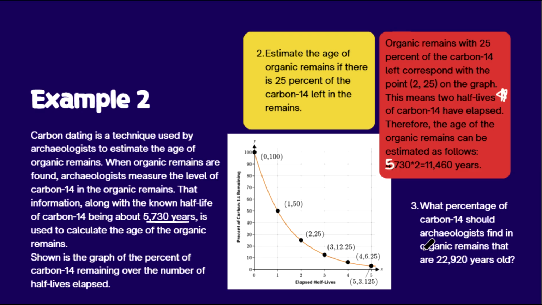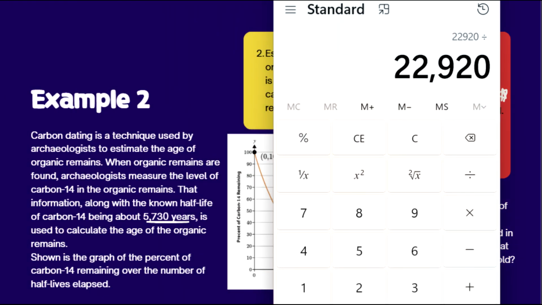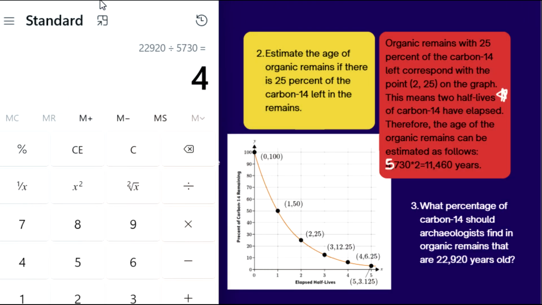Okay? Here's question number 3. What percentage of carbon-14 should archaeologists find in organic remains that are 22,920 years old? So now we're going to work backwards. Okay, we know if something's this old, we need to divide it by this to see how many half-lives we're dealing with. So let's go 22,920 divided by 5,730, because that's how long one half-life is.